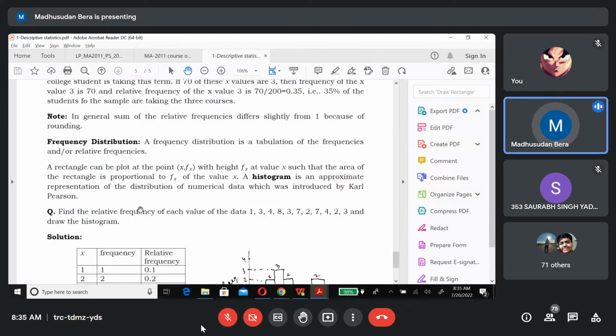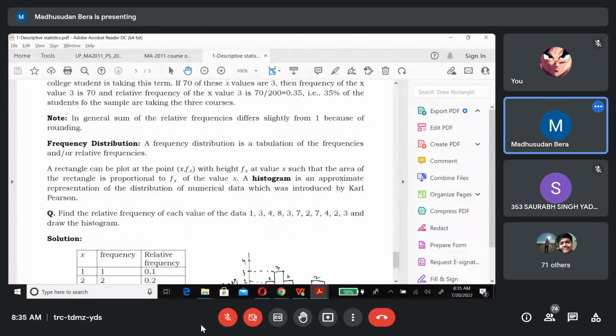A histogram is an approximate representation of the distribution of numerical data, first introduced by Karl Pearson. Basically, frequency is the number of times the data occurs, and if we add all those we get the total frequency. Frequency divided by total frequency is called relative frequency. And if we plot the data this way, that is called a histogram.